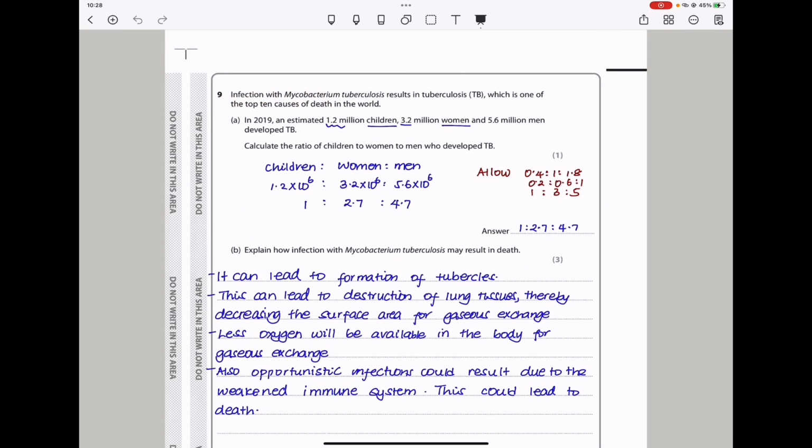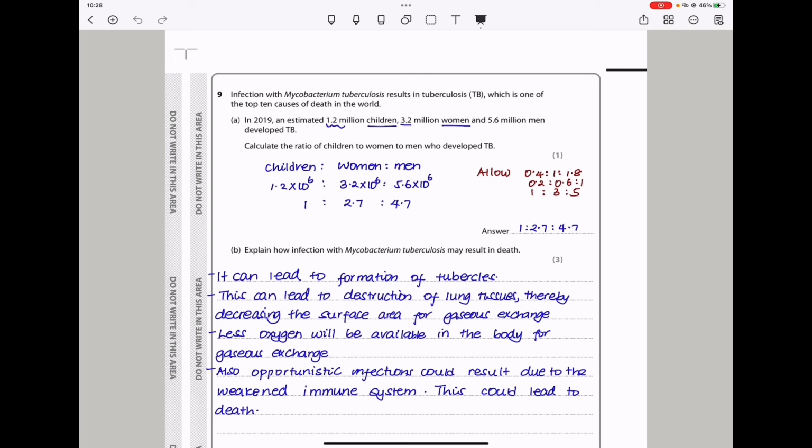Question 9. Infections with Mycobacteria causes TB, which is one of the top 10 causes of death in the world. In 2019, an estimated 1.2 million children, 3.2 million women, and 5.6 million men developed TB. Calculate the ratio of children to women to men who develop TB.